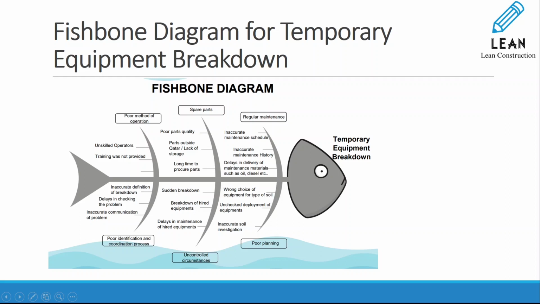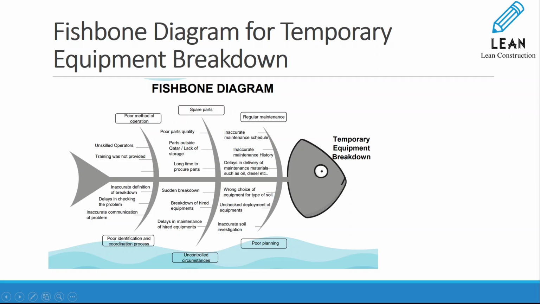Fishbone diagram for temporary equipment breakdown. Temporary equipment breakdown can occur unexpectedly, causing delays or interruptions in production or operations. There are many potential causes of temporary equipment breakdown, including regular maintenance, spare parts, poor method of operation, poor planning, uncontrolled circumstances such as sudden breakdowns, delays in maintenance of hired equipment, breakdown of hired equipment, and poor identification and coordination process. To help identify and analyze these potential causes, we can use a fishbone diagram.